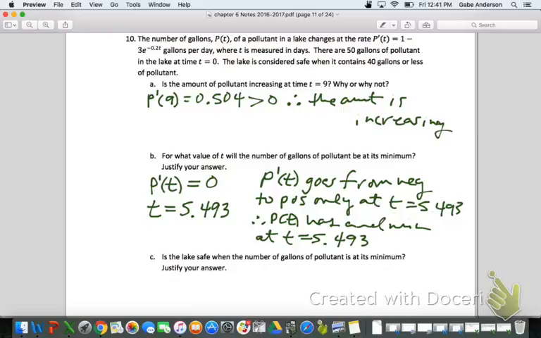I personally kind of like using the intervals that we talked about in the first semester a little bit. I think this is going to be okay, but a global argument using just intervals, like P prime is negative from 0 to 5.493 and then positive from 5.493 on, I think that would maybe be a little bit better, but I think we're going to be good with this.